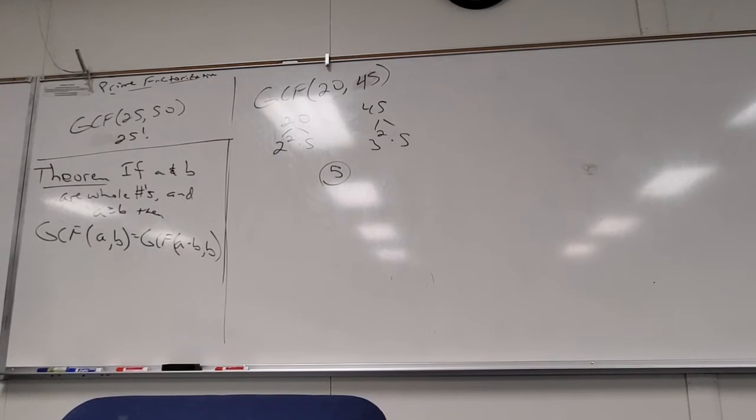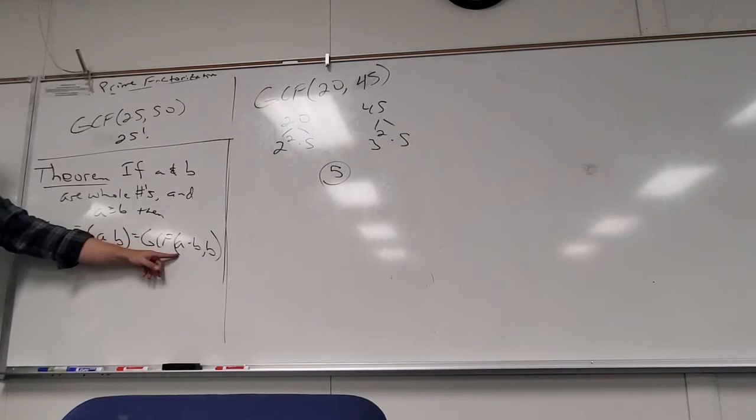This pretty much captures what I was just saying. So let's try one of these a different way then. So what does this thing mean? It means if A and B are whole numbers and A is at least as big as B, then the answer to this question is the same as the answer to that question.